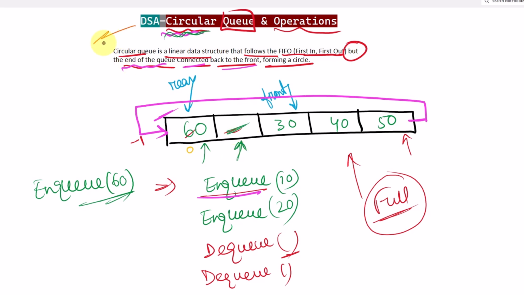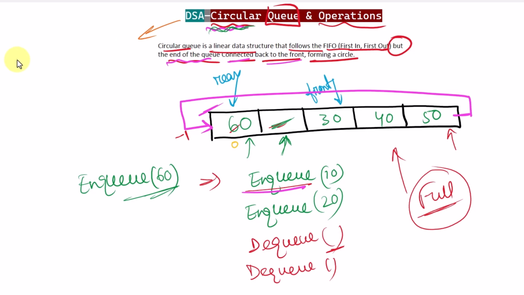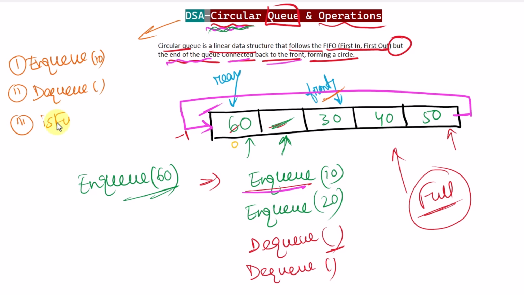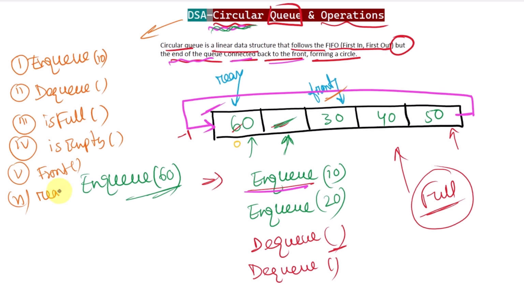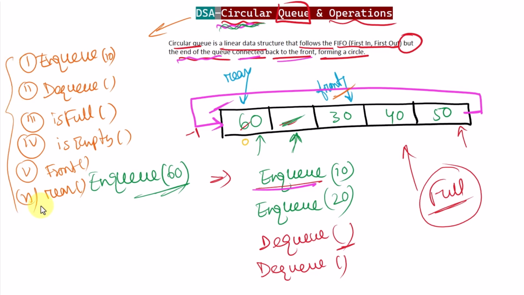In a circular queue we also have the same operations as in a normal queue. Here also we can perform the enqueue operation and the dequeue operation, and we also have functions like isFull, so we can check if our queue is full or not, and isEmpty to check if the queue is empty or not. We can also get the value from the front of the queue and the value from the rear of the queue. So let's see how we can implement all of these operations.